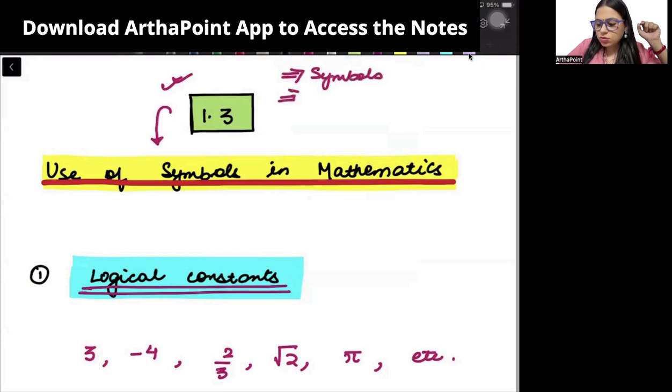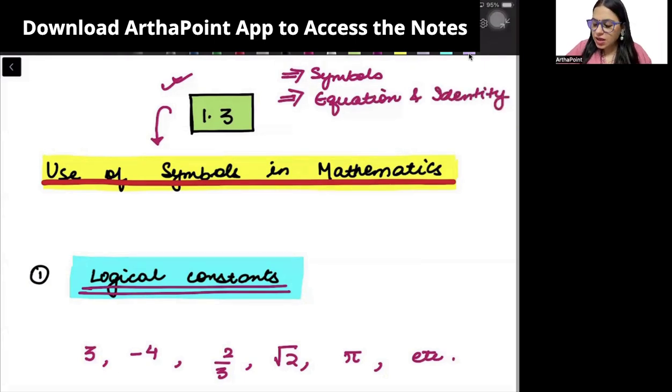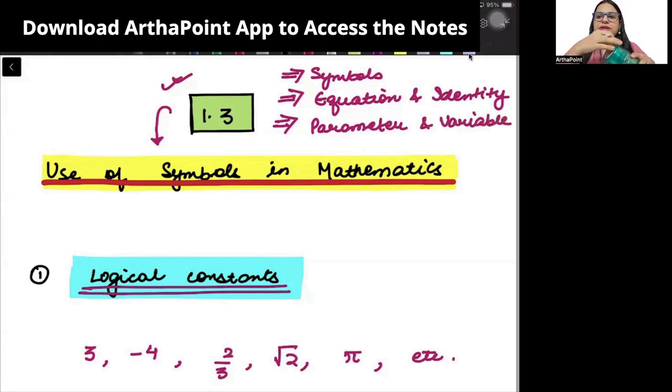Then we will talk about the difference between an equation and identity. What is the difference between equation and identity? And I will also go ahead and talk about what is the difference between parameter and variable. What is the difference between parameter and variable? So we will go ahead and we will try to cover all these concepts today.